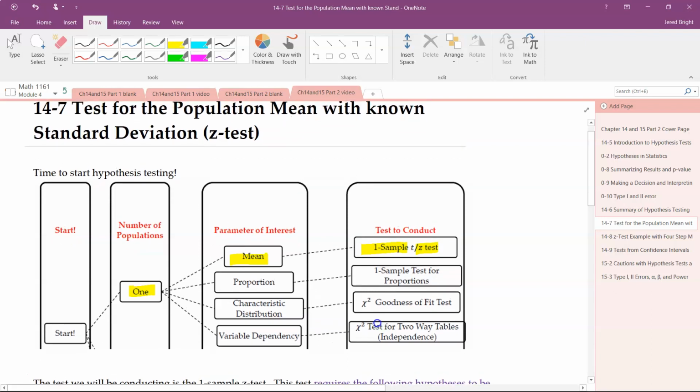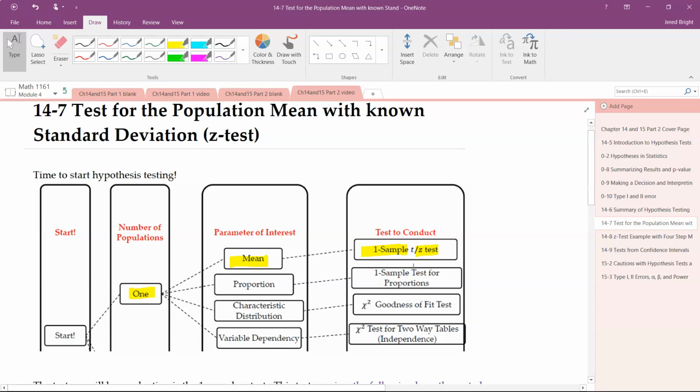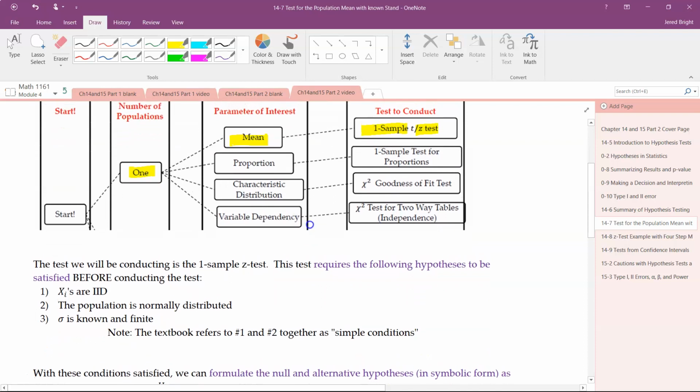So for a z test, right, one sample z test, we have to have one population of interest. We're looking at the mean, and actually there's a few more conditions that we need to satisfy. We have to make sure that the observations we obtain, the xi's, are IID, independent and identically distributed, and that the population that we are pulling from is normally distributed. And then before I move on to condition 3, the textbook calls conditions 1 and 2 together simple conditions. So if you see the language of simple conditions, that's what it refers to.